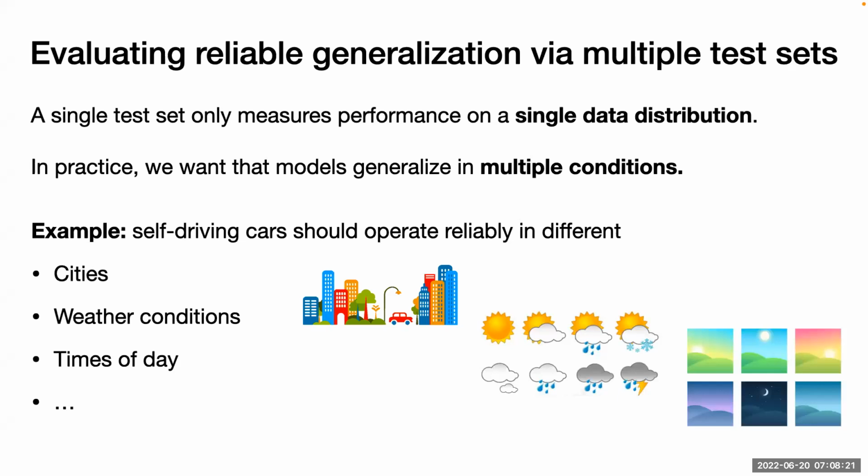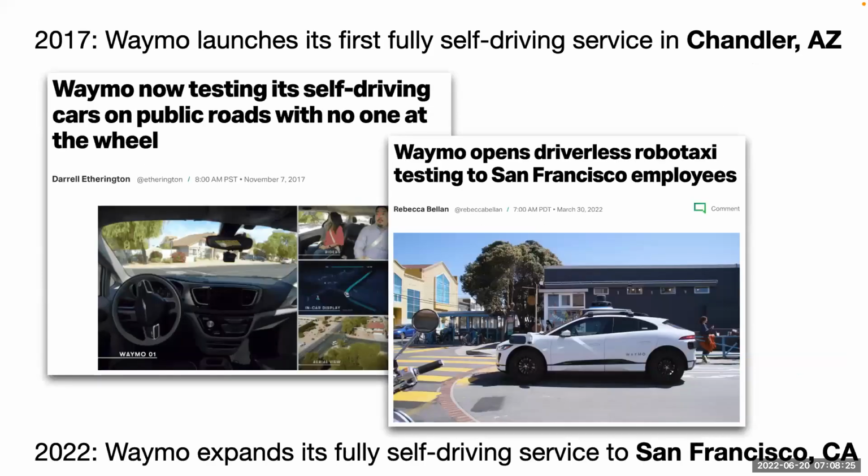And I'm not just making this up. This is obviously a very real challenge. And I think self-driving cars are often a nice way to illustrate this. So just to remind ourselves, the first time Waymo, one of the leaders in this space, launched a fully self-driving service in Arizona was in 2017, and it has taken them 5 years until they expanded this to now San Francisco. And this is the second city. So clearly challenging to generalize across different distributions here.